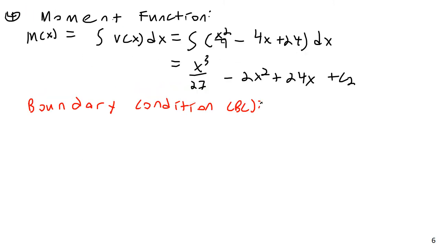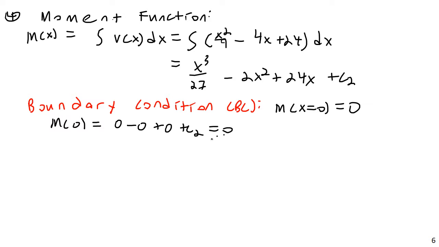So again, at x equals zero, M, and again, I could use the one at 18 feet, but again, I'm lazy, so I'm going to use the moment at x equals zero is equal to zero, and that's a nice lazy solution. So substituting in that known value, M at zero is equal to zero minus zero plus zero plus C2 is equal to 0. And what do you know? That leads to C2 is equal to 0.